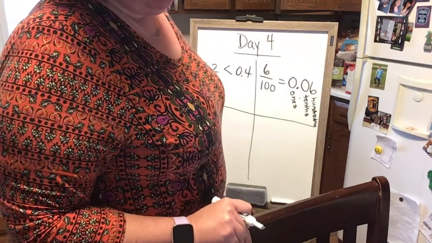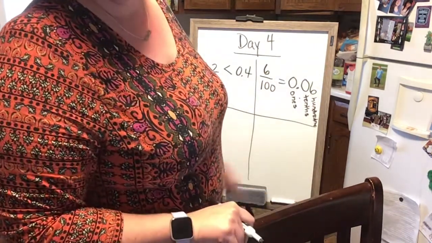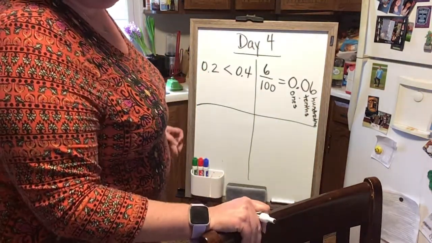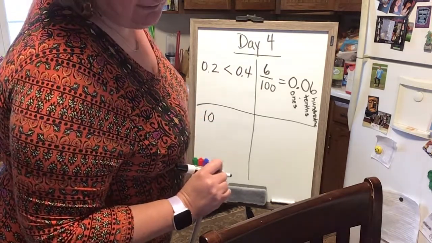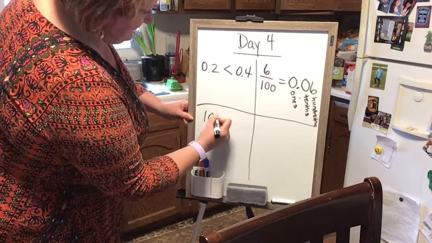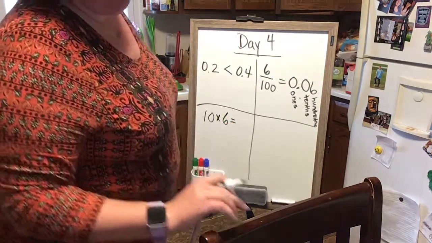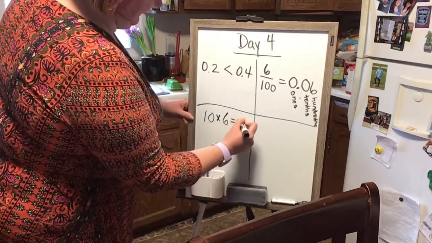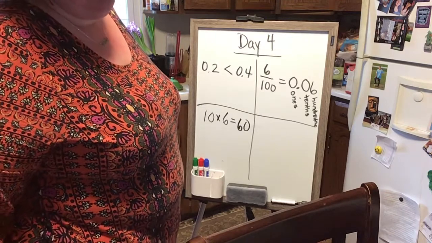The next problem says Vanessa has 10 stickers. Oh, sorry, the directions say write the equation. Got to read the directions first. So write the equation. Vanessa has 10 stickers. Tara has 6 times as many stickers as Vanessa. How many stickers does Tara have? Okay, so our equation would be 10 times 6, and that's a basic fact, equals 60. So Tara has 60 stickers.